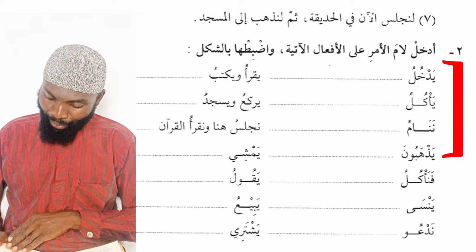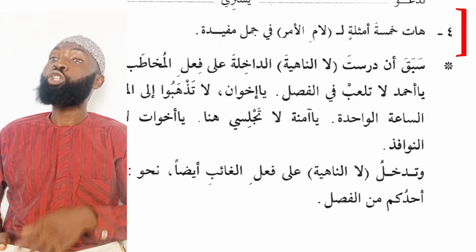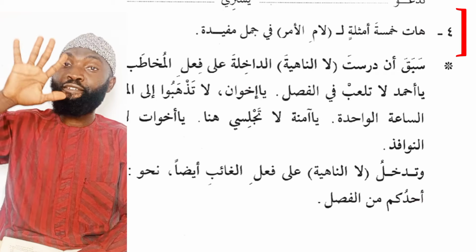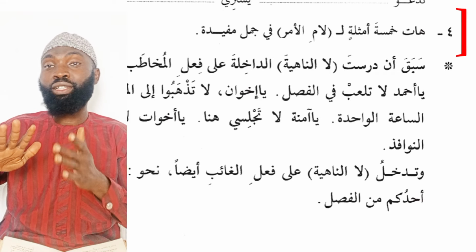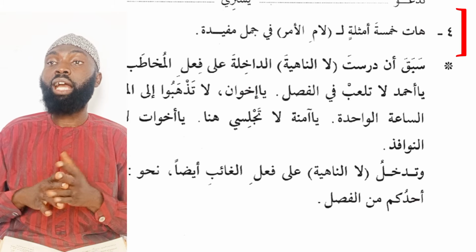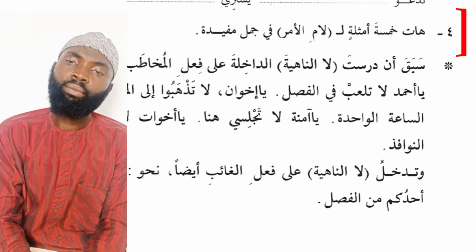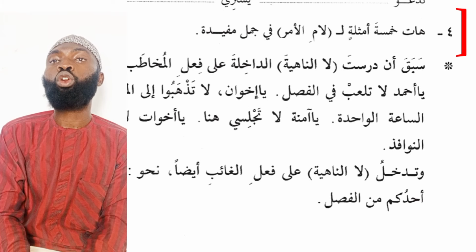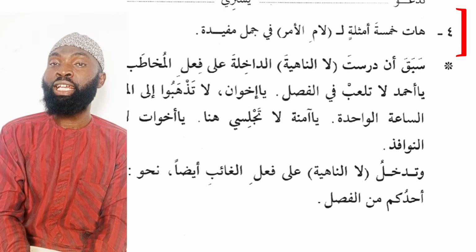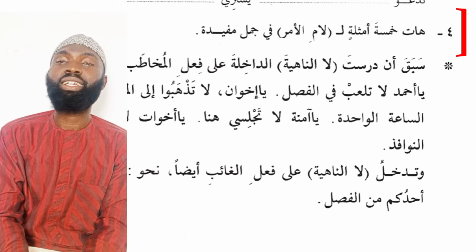MashaAllah. Now we have hati khamsata amthilatin lilam al-amri fi jumlatin mufida. You are to bring five example sentences, complete sentences having the lam al-amr, the command lam. The first example I can say liyajlis kullu talibin waliyaqra kutubahu. Every student should sit and read his books.